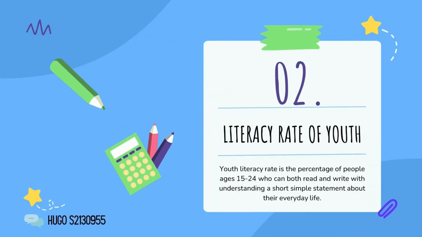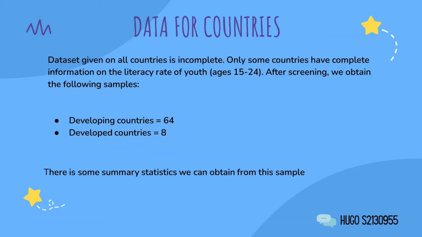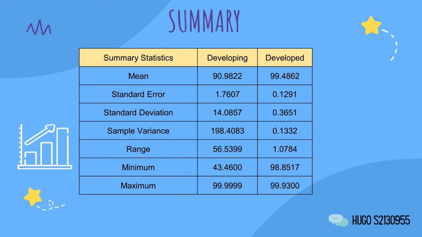One of the topics that we focus on is the literacy rate of youth. Youth literacy rate is the percentage of youth aged 15 to 24 who can both read and write with understanding a short, simple statement about their everyday life. However, not all countries have their respective data entries. Therefore, the data set of all countries is incomplete. After screening, our sample size for developing countries and developed countries is 64 and 8 respectively. We have computed the summary statistics based on our sample, and we have obtained the following summary statistics.